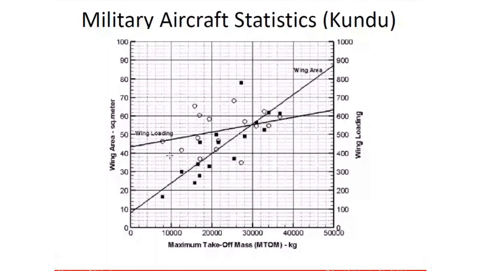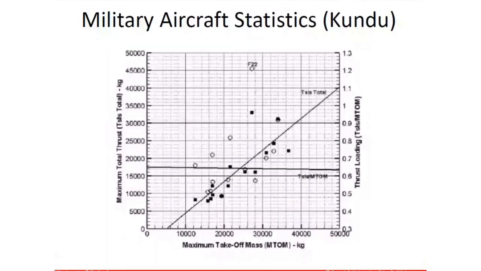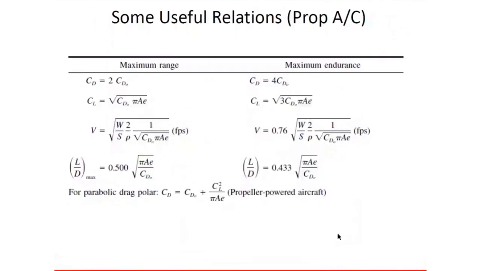So here are some useful relations in case you end up with a case study which has a propeller-based aircraft. For maximum range, CD is equal to 2 CD naught, and for maximum endurance, CD is equal to 4 CD naught. And the CL for maximum range is the square root of CD naught by K, K being 1 over pi A e, and for maximum endurance, CL is the square root of 3 CD naught by K. So basically, these are the numbers. In case you want to do a propeller design, you will have to look at that.